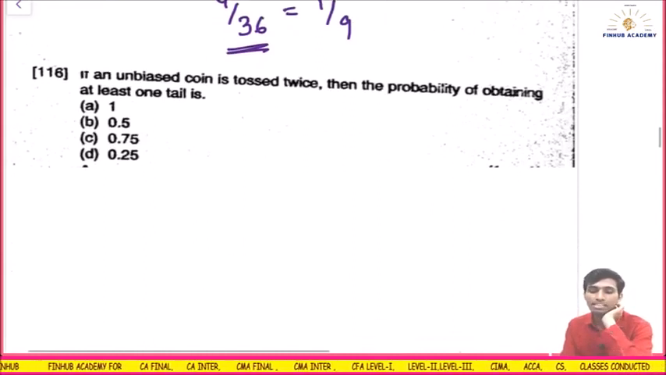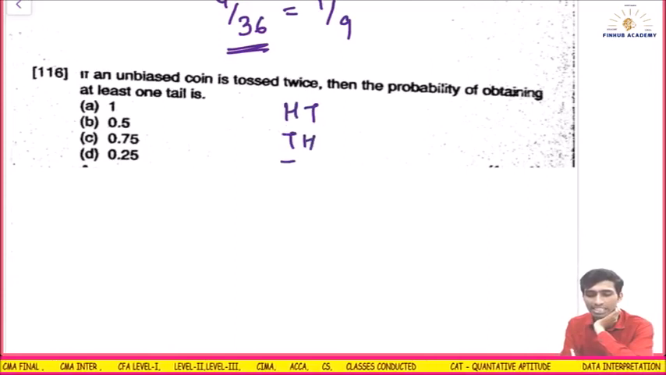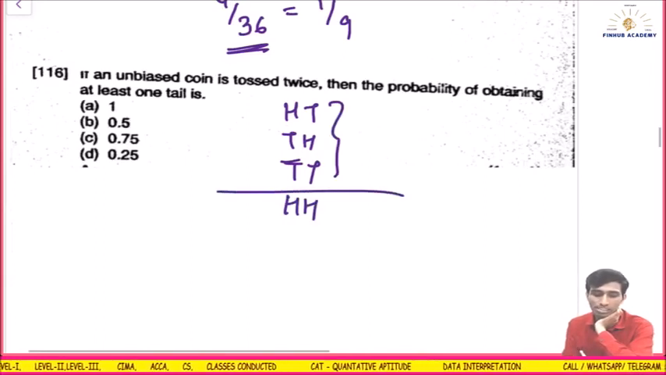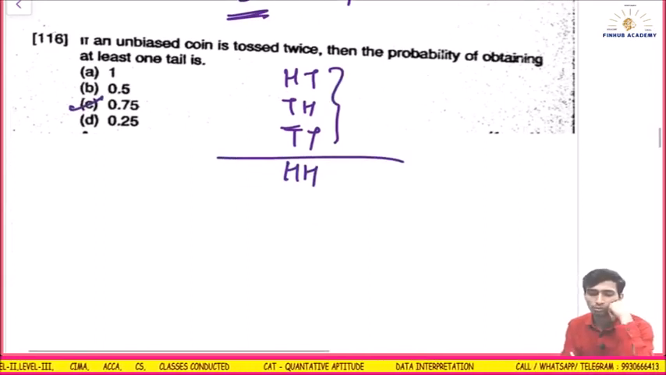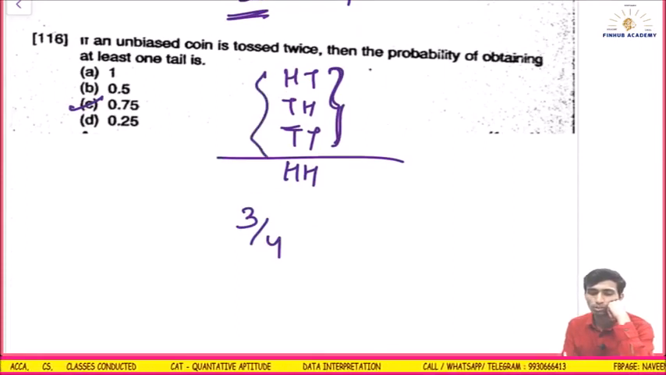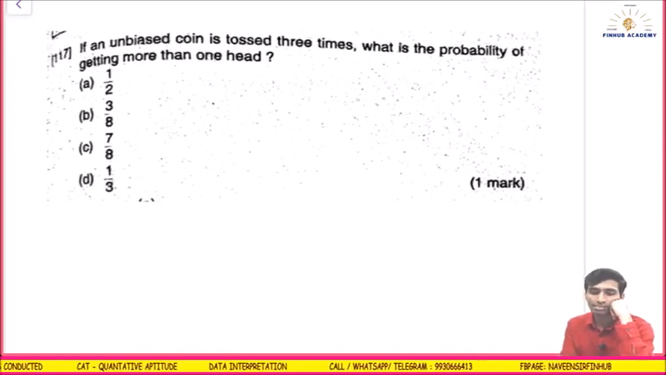If an unbiased coin is tossed twice, the probability of getting at least one tail. Again the same kind of question. Head-tail, tail-head, tail-tail. At least one means two tails is allowed. So it is 3, and the total sample space is 4. So the answer is 0.75, 3 by 4.